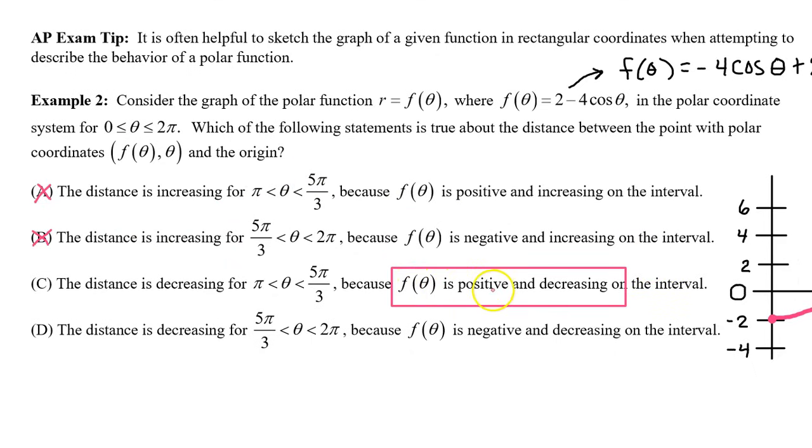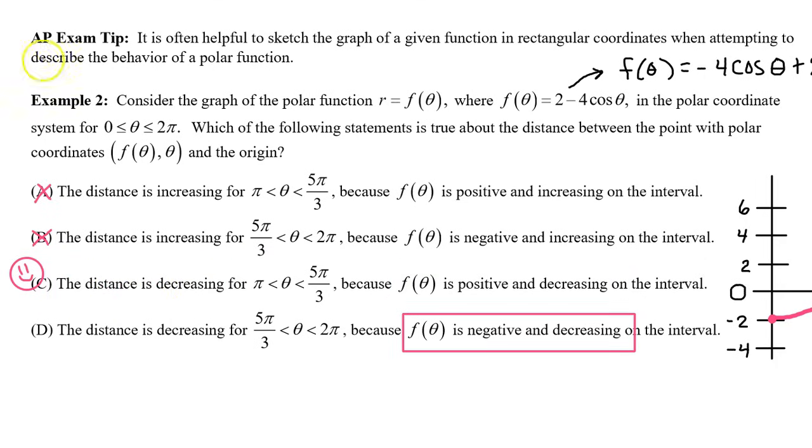If f is positive and decreasing, the distance from the origin will be decreasing. When these sound different, the distance is decreasing, and that is what we see in the statement for option C. So C is still a possibility.